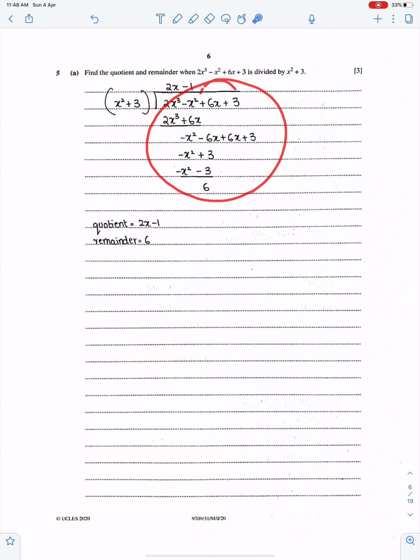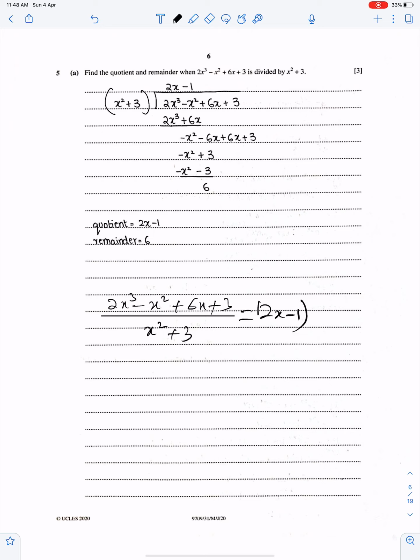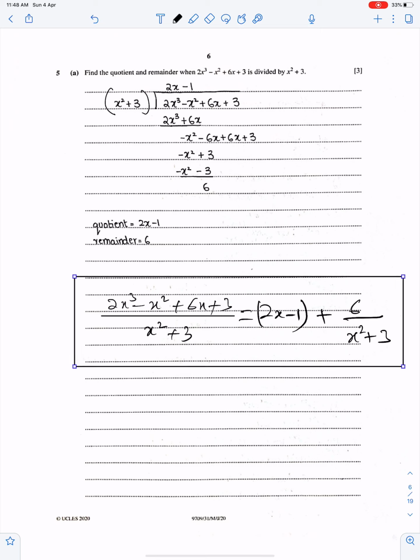and complete this. So remainder is 6 and quotient this, and this is the remainder theorem. You don't need to write this here, but just for your conceptual clarity, this fraction can be written in this form according to remainder theorem. Quotient, remainder, divisor. This is the remainder theorem, and you will use this form in later part, in this next part of this question.